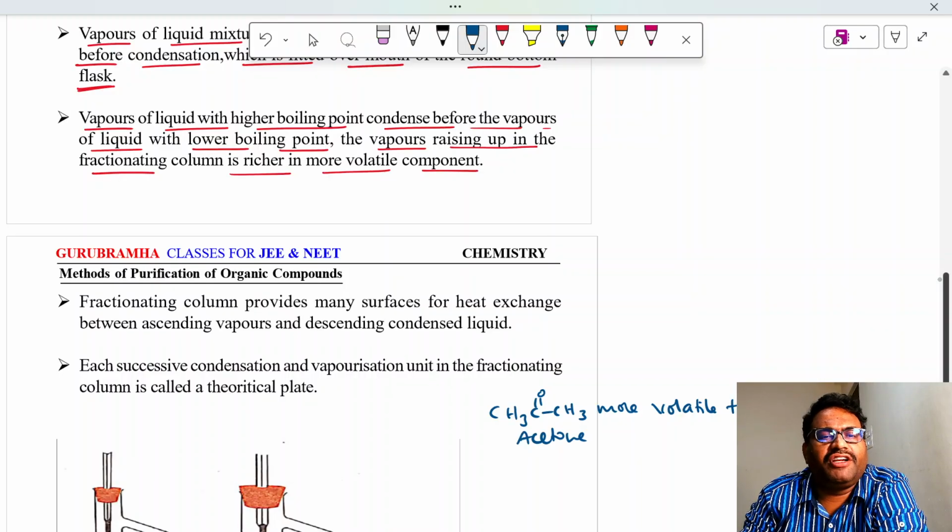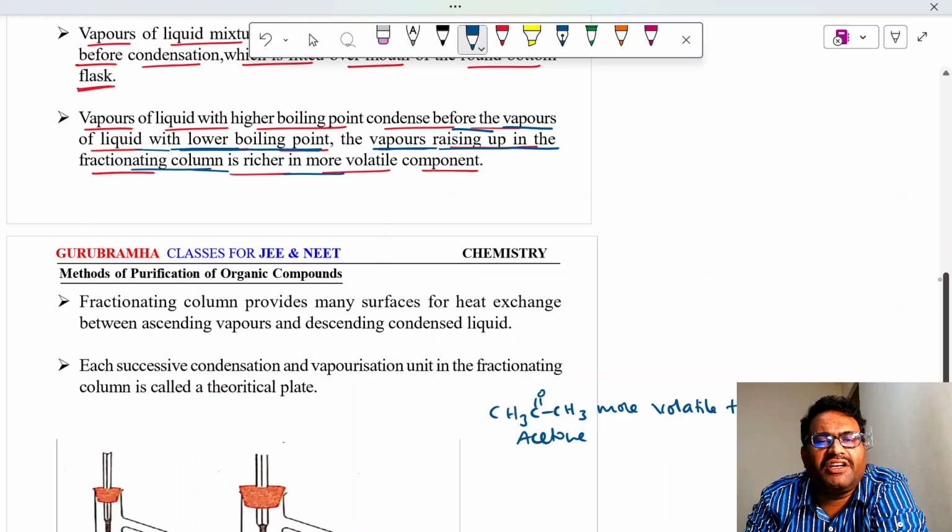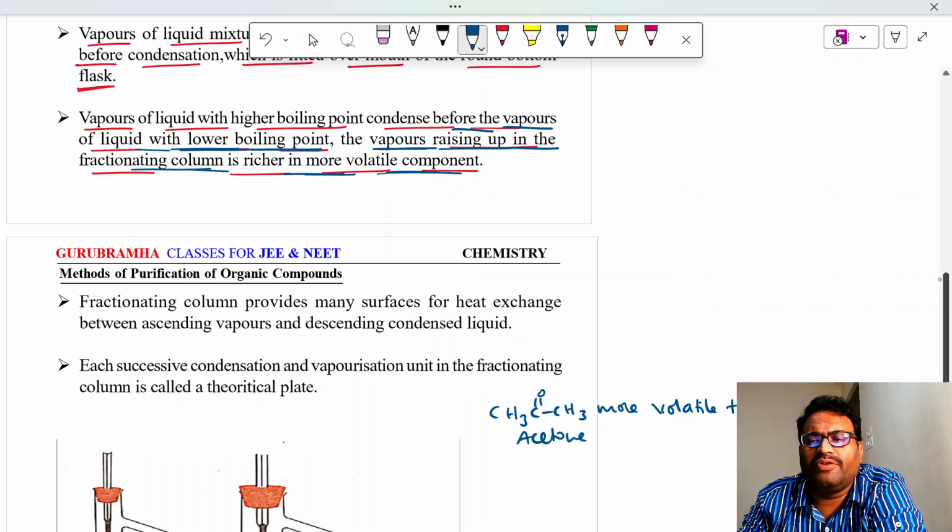So vapors of liquid with higher boiling point condense before the vapors of liquid with a lower boiling point. The lower boiling point liquid will not condense earlier, but the vapors with a higher boiling point, which is methyl alcohol here, will. So the vapors rising up in the fractionating column will be richer in the more volatile compound.